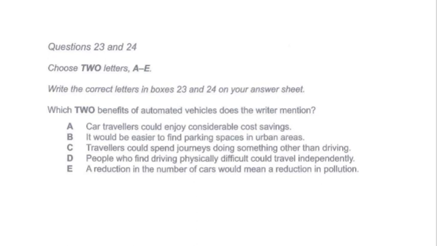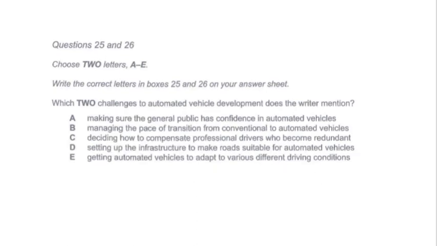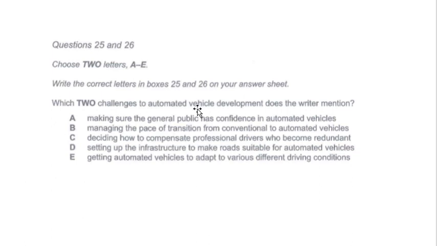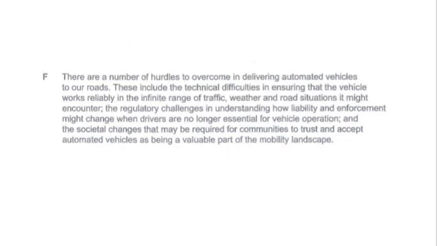So now let's go to the next question. See how easy it is, guys. So which two challenges? Challenges means difficulties. Remember, we read about challenges in paragraph F. Yes. So let's see. Which two challenges to automated vehicle development does the writer mention? So what are the two obstacles or two hurdles faced by the vehicle manufacturers? So there are a number of hurdles in delivering automated vehicles on our roads. What is the first one?